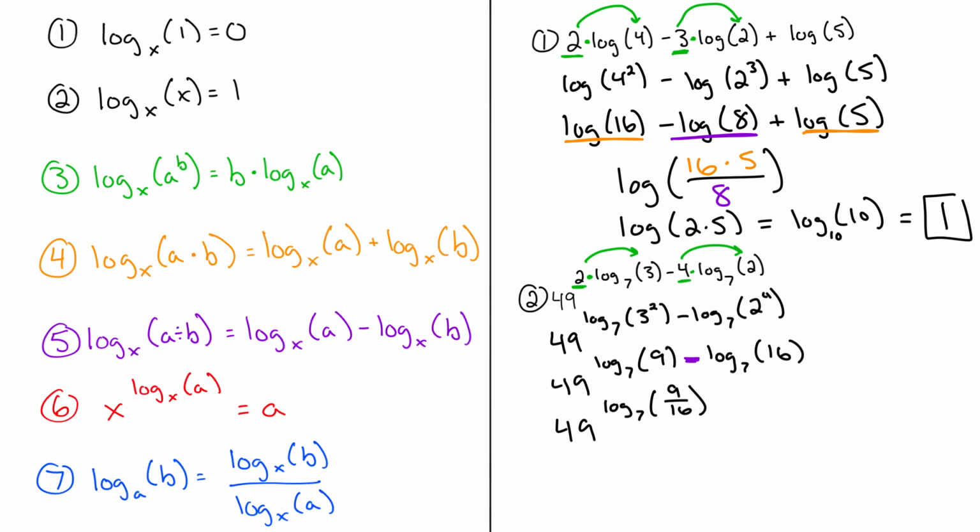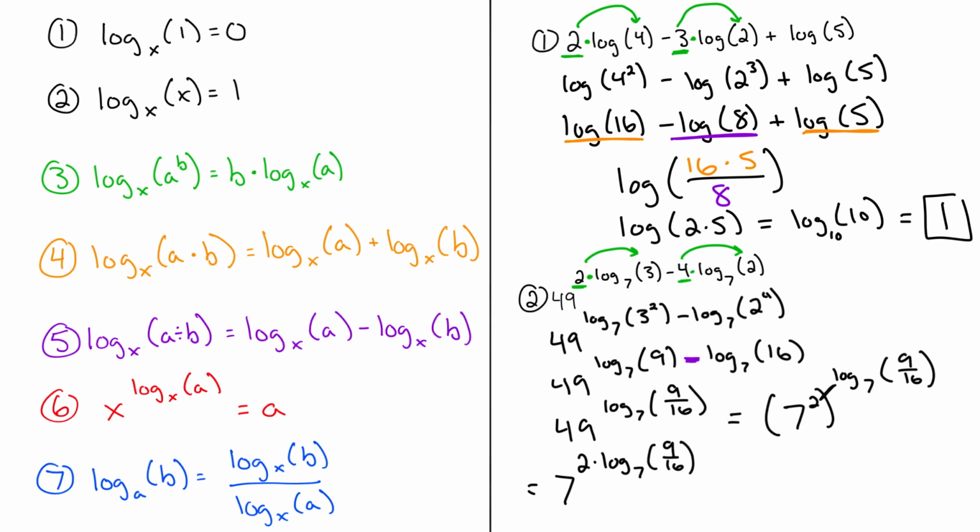All right, now we're stuck with the 49. I need to turn that 49 into a 7. Luckily, I know how to do that. 49 is just 7 squared. So this is 7 squared to the power of log base 7 of 9 over 16. If you have a power to a power, according to power rules, you take the 2 and that log power, you're just going to multiply them. This is equal to 7 to the power of 2 times log base 7 of 9 over 16.